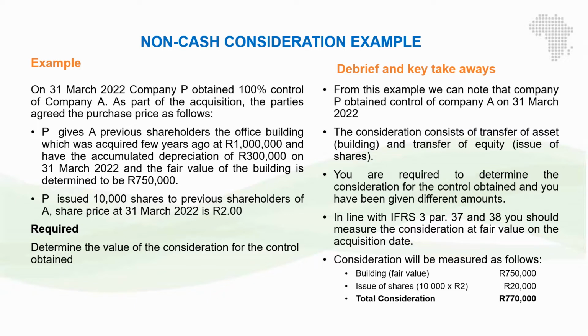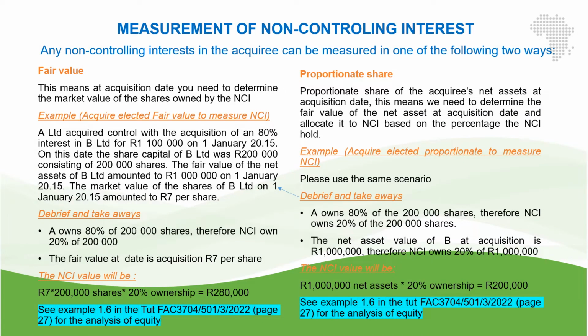The building we've been told was 750, and then we know that they gave 10,000 shares, and the share price at acquisition date was 2 rand. So 10 by 2 will be 20. So 750 plus 20 will land a total consideration of 770,000.